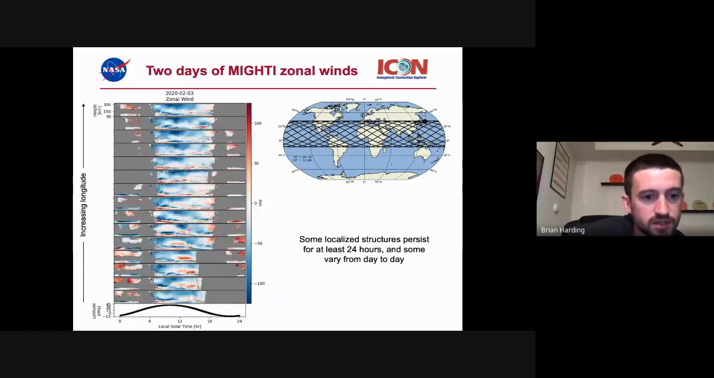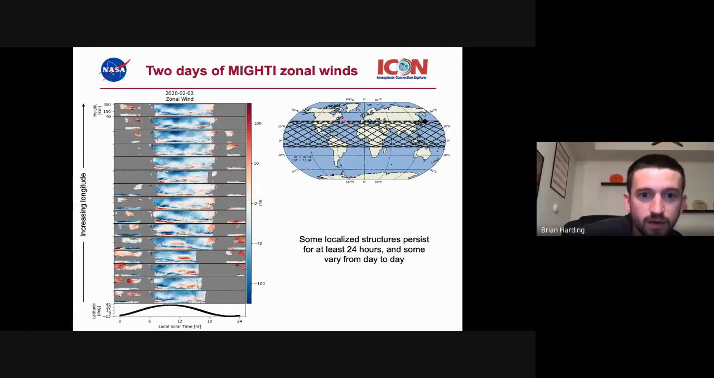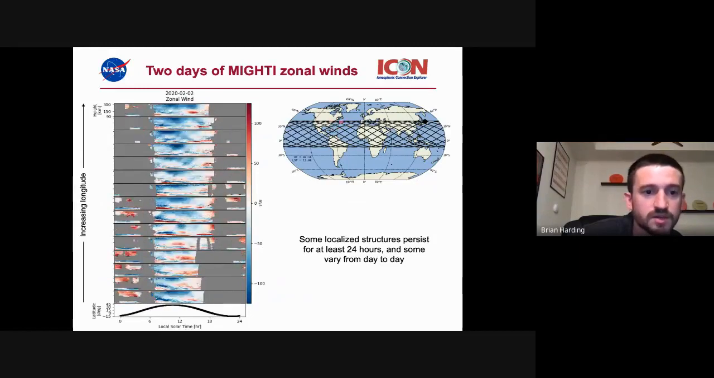So what you can see is that clearly some of these structures persist. So take a look at this strong shear layer. If you map it to a location on Earth, it's here about off the east coast of the US. And this strong shear layer, it's only, like I mentioned, only several kilometers thick, seems to still be there the next day when ICON comes back around to measure it. So that was really exciting to see.